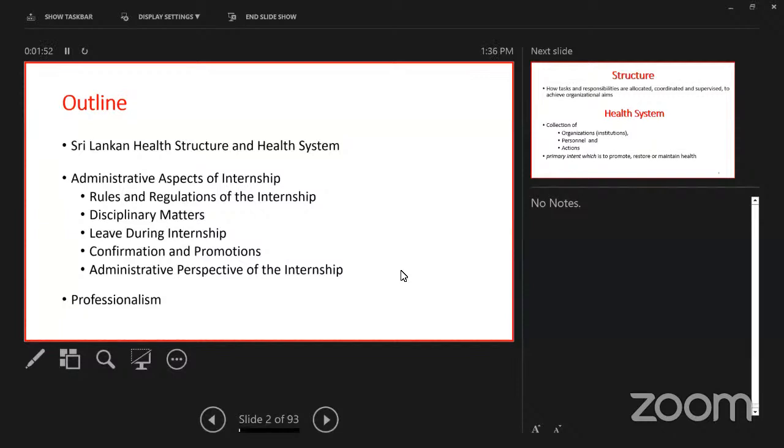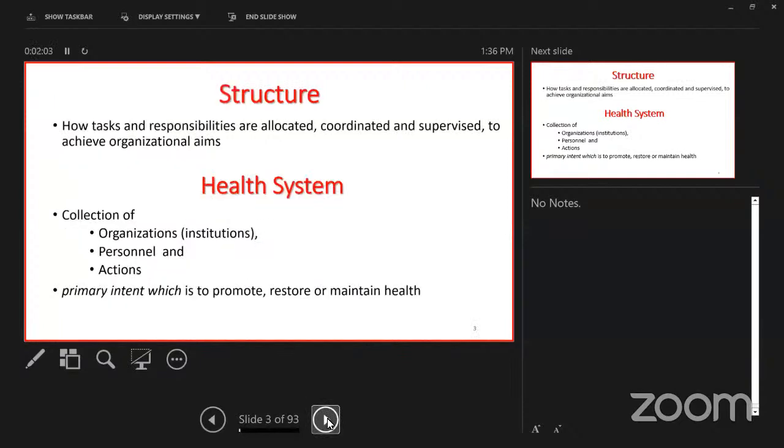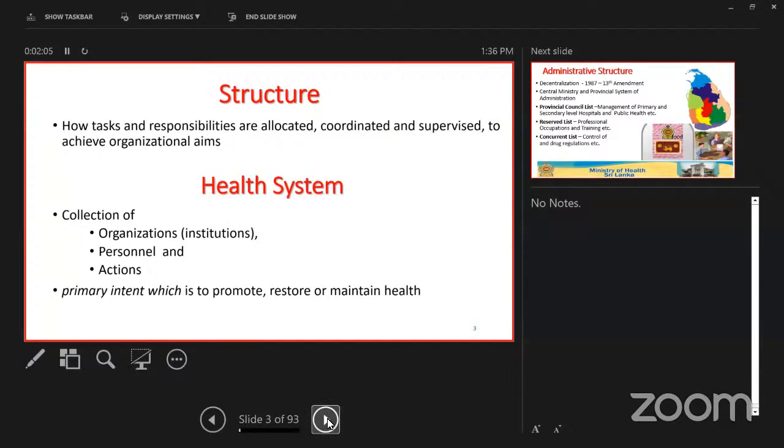First of all, we will go to the Sri Lankan health structure and health system. I'll discuss this in a very brief way. This is a bit of a technical part. You don't need to remember it. I'm giving this sort of introduction to what a structure is and what a system is.